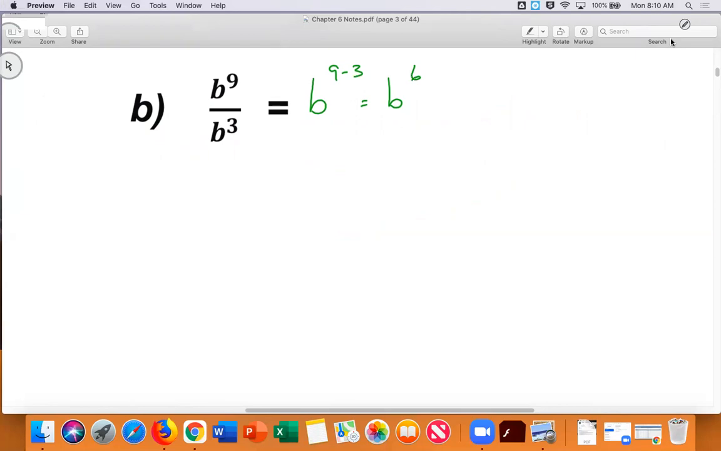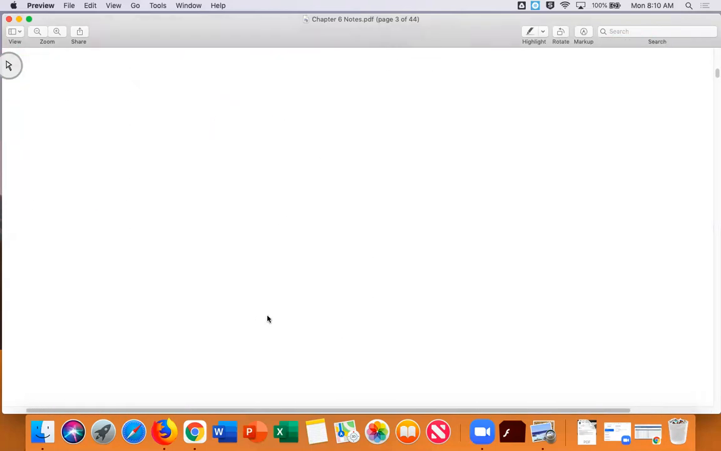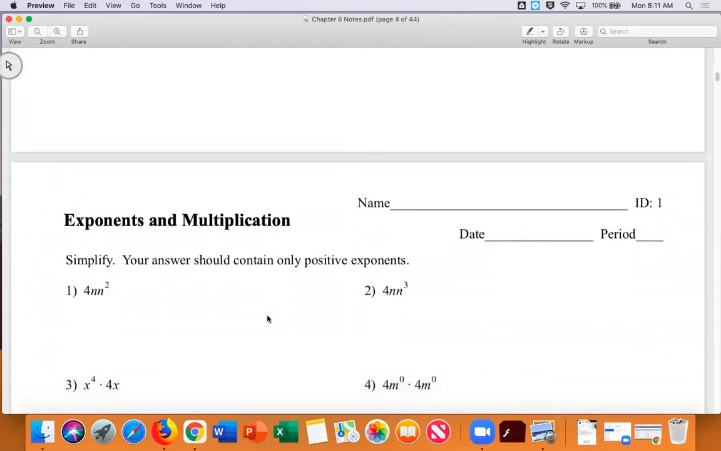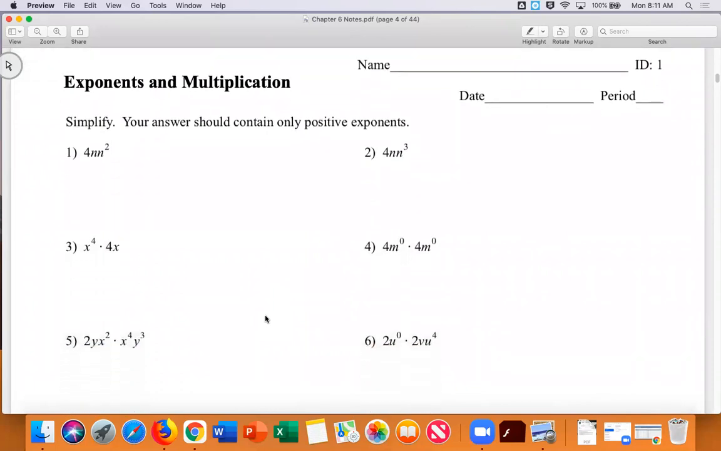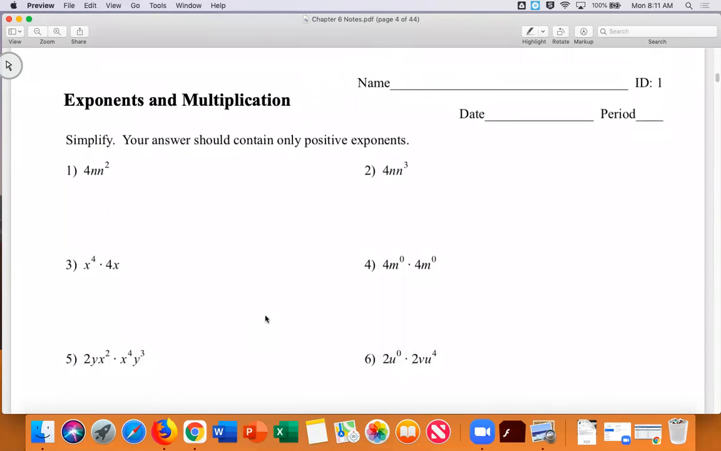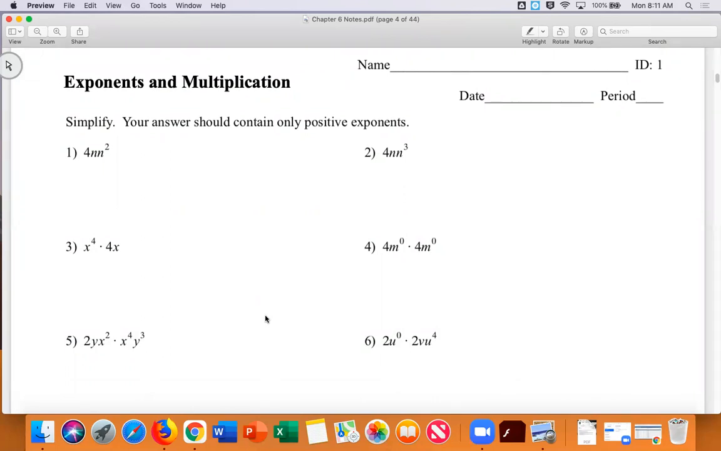Jackie, are you getting this? Copying it down? Okay. All right. So let's look at these. Does everybody see this page? This is everybody's next page. Okay. There's a couple of problems on here I didn't really go over, but I'm going to show you how to kind of work through these, okay?